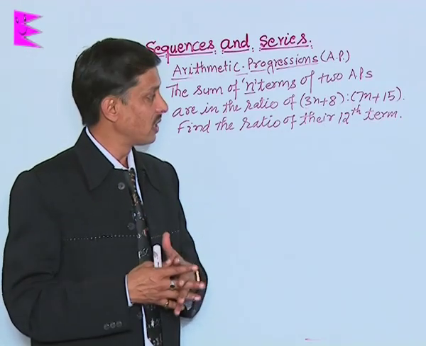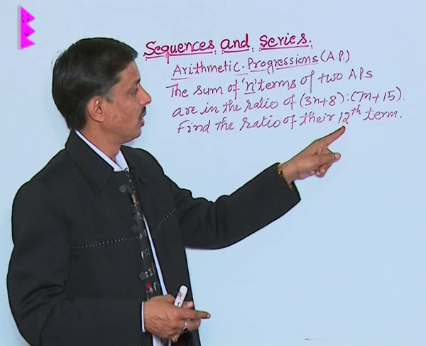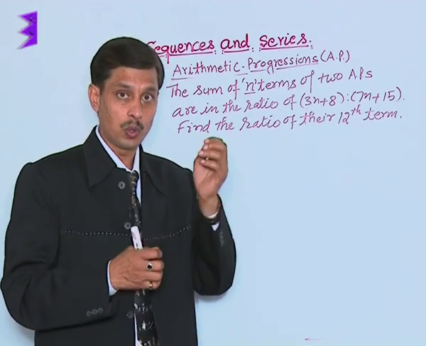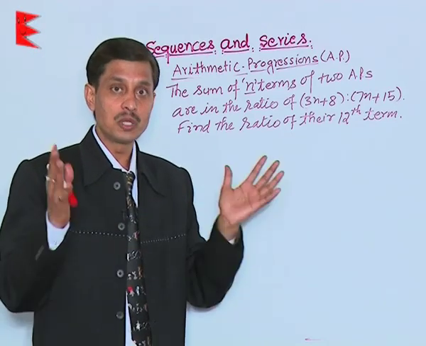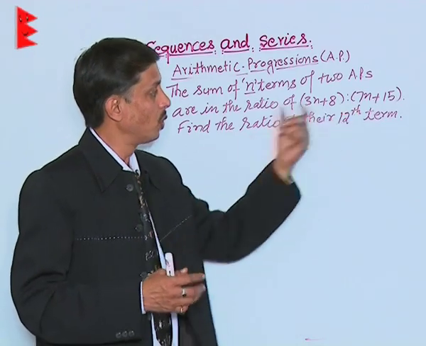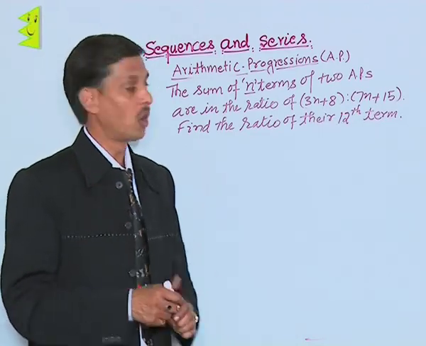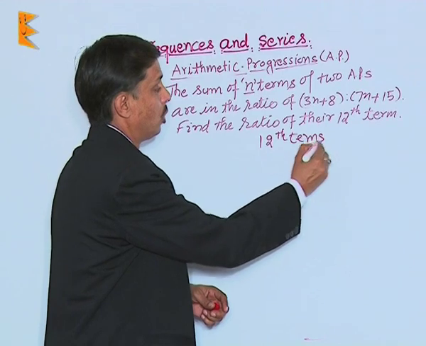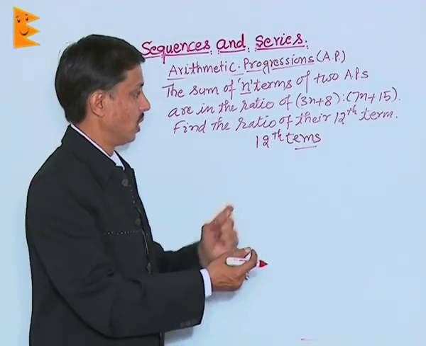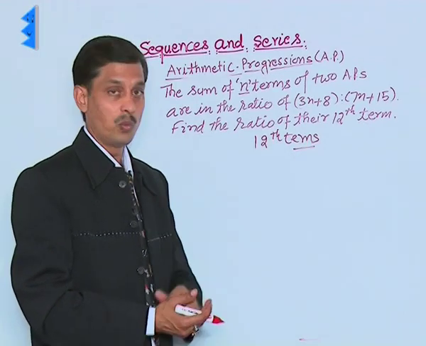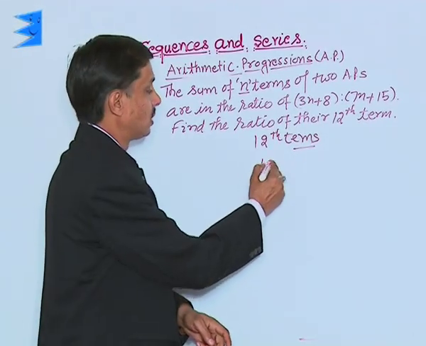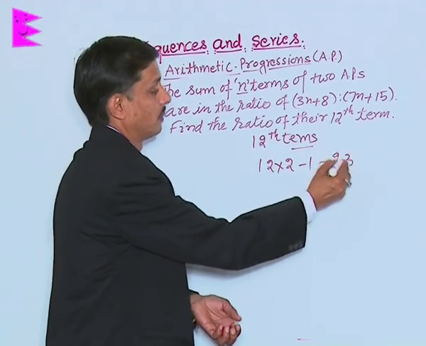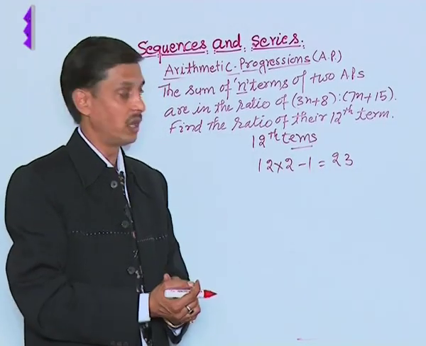Generally, students commit a mistake: that is not the ratio of 12th term. That is the ratio of sum of first 12 terms of two APs. For it, the shortcut is that we want to find the ratio of the 12th terms, not the sum of first 12 terms. Whatever ratio is required, which terms' ratio is required, make its double. 12 into 2, subtract 1, this becomes 23. 12 2s are 24, minus 1 becomes 23.